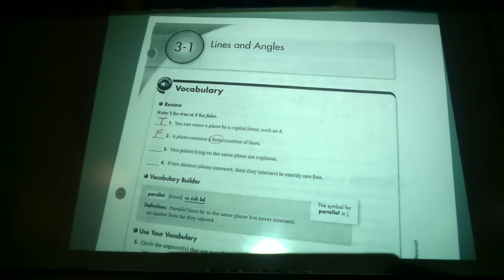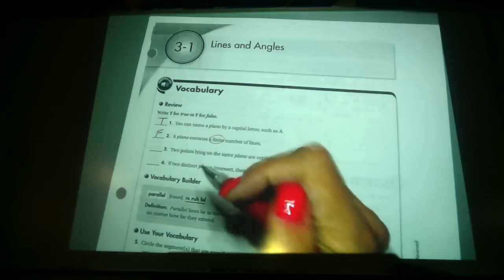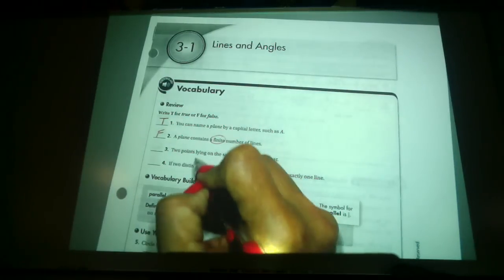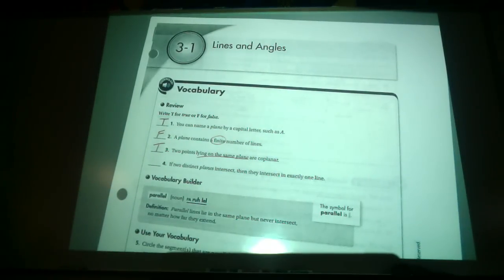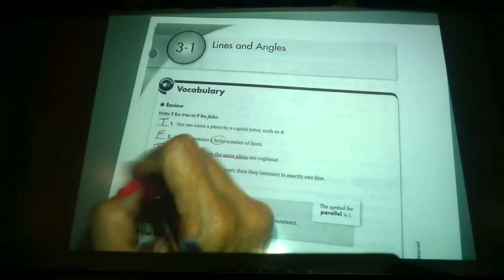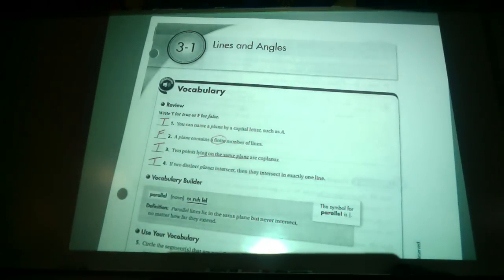Two points lying on the same plane are coplanar. So 2 points lying on or in the same plane are coplanar. True or false? It's true. If 2 distinct planes intersect, they intersect in exactly 1 line. True or false? That is true. That's the definition of intersecting planes.